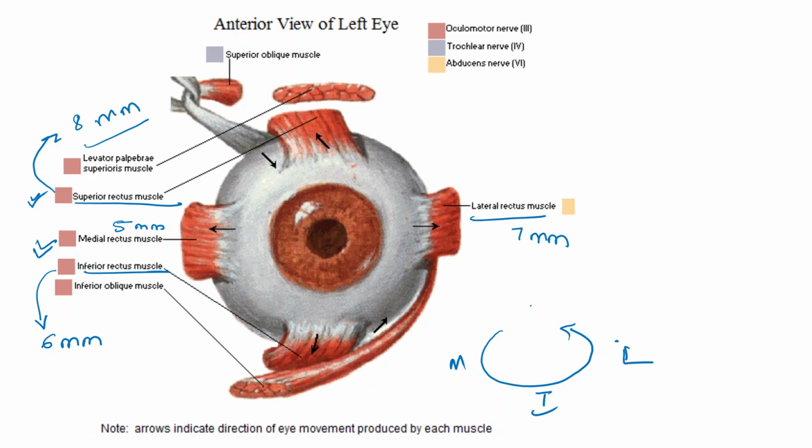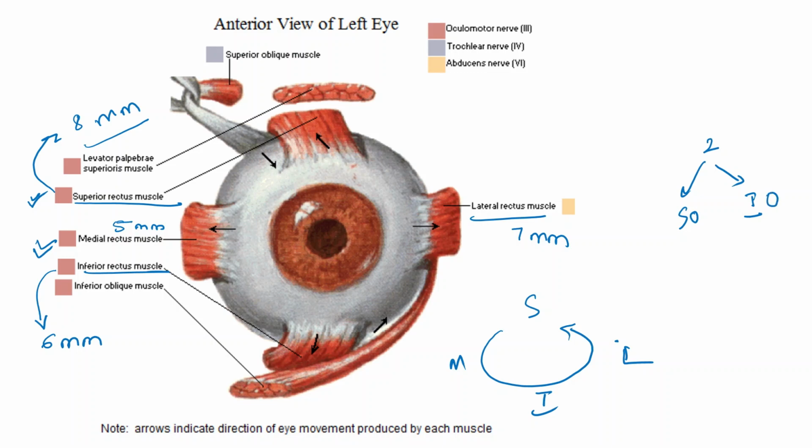So this is about the insertion of the recti muscles. Moving on to the oblique muscles of the eyeball. As I have told, there are two oblique muscles. Out of the two, one is the superior oblique and the second is the inferior oblique muscle.